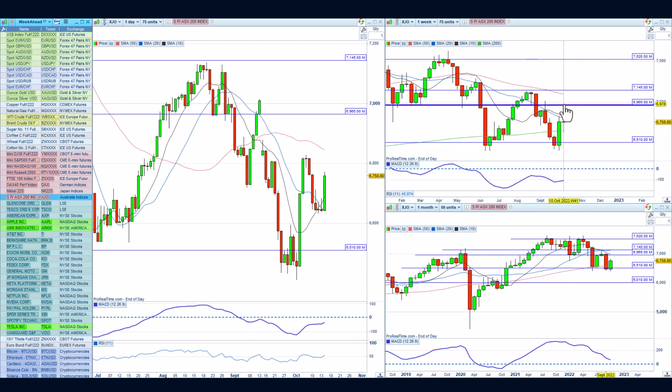So this is hinting that it's stronger than it appears to be, and it's got a higher low here on the daily. But we need to really start breaking above that 7145 level. So that's interesting to me.